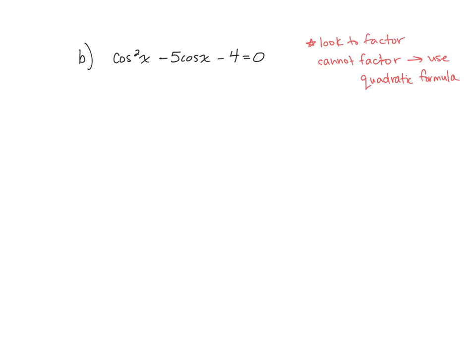Okay, so you may be tempted just to write x is equal to, because that's what we do when we have the quadratic formula. But this needs to be written as cos x, right? This is no longer just your x squared minus 5x minus 4 equals 0. It's cos squared x minus 5 cos x minus 4. So for our quadratic formula, we set that equal to cos x equals, and then we can go through just as we would normally for our quadratic formula.